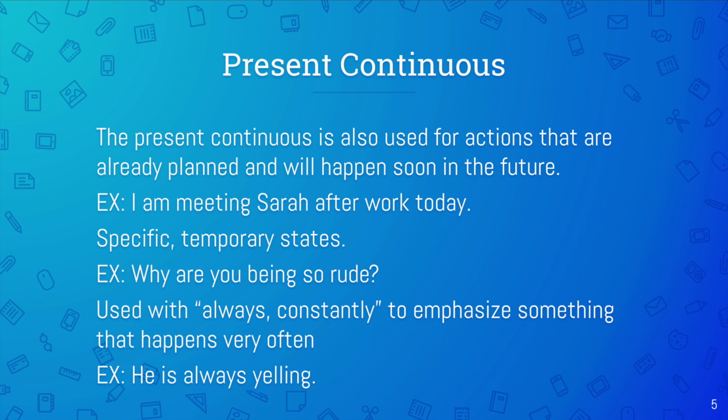There are some other uses for this tense as well. It can also be used for actions that are already planned and will happen soon in the future. For example, I am meeting Sarah after work today. It can be used for specific, temporary moods and states too, like, why are you being so rude? You can pair the present continuous tense with words like always and constantly to emphasize something that happens very often, like he is always yelling.